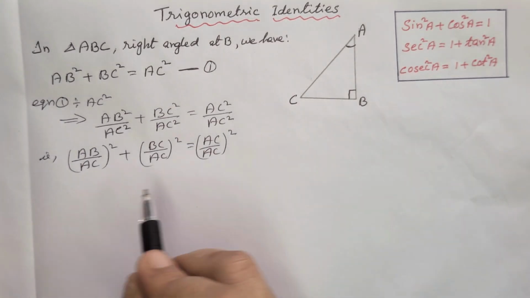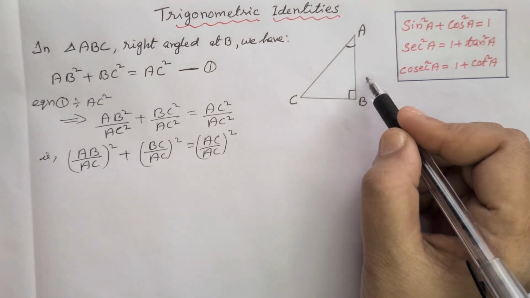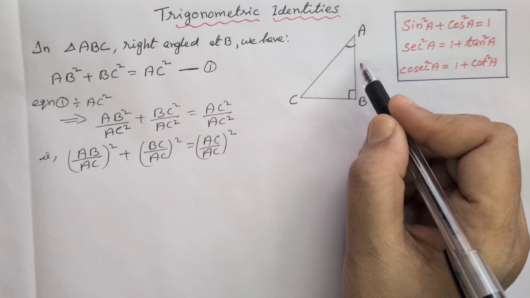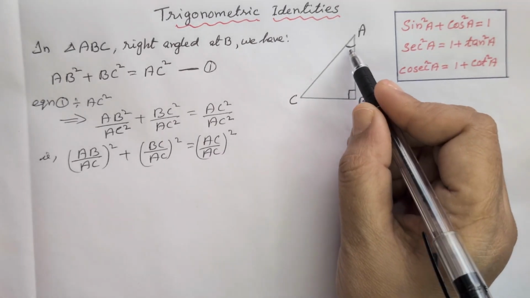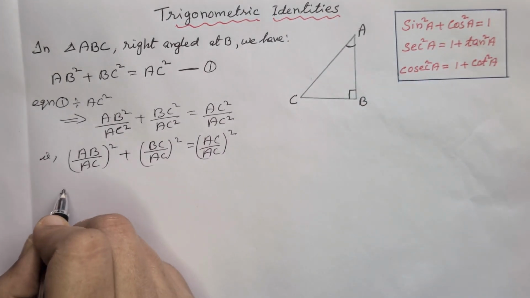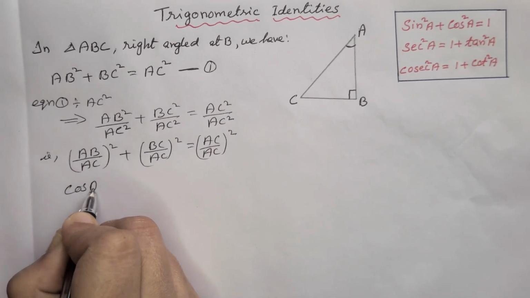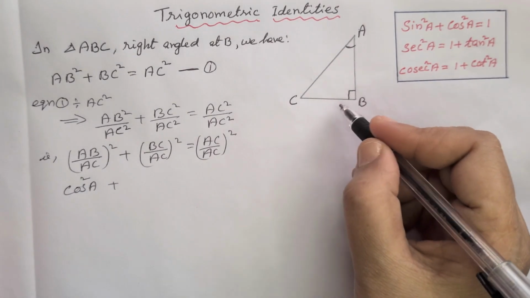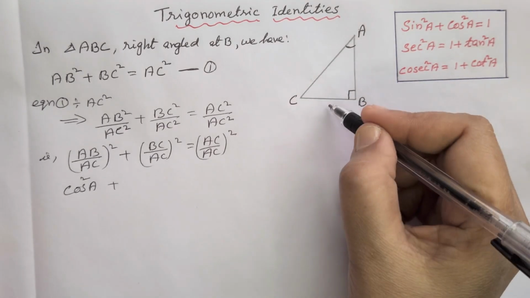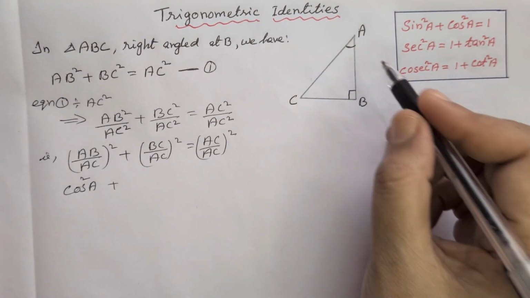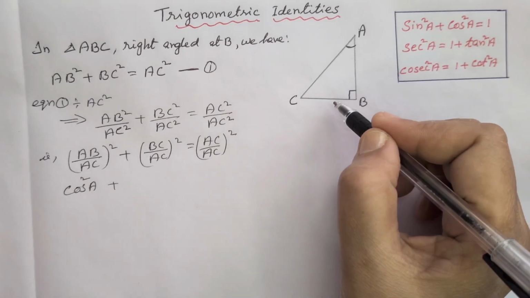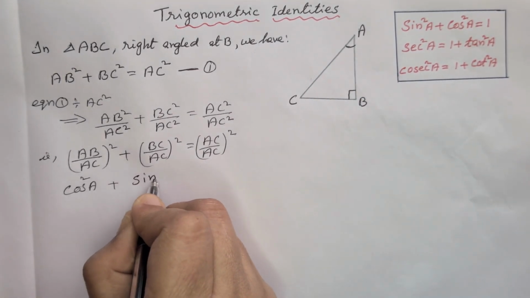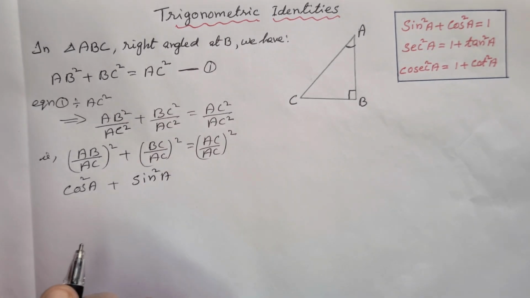Now look at the figure. AB by AC. That means based on this angle, adjacent side by hypotenuse. So in place of this, we can write cos A. So square means cos square A, plus BC by AC, opposite side by hypotenuse based on angle A. Opposite side by hypotenuse means sine, so sine square A.